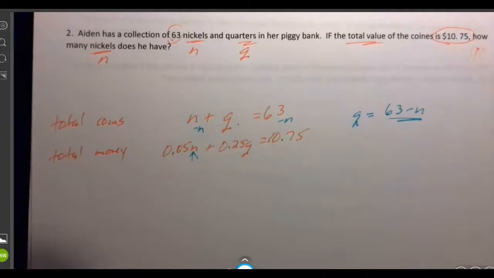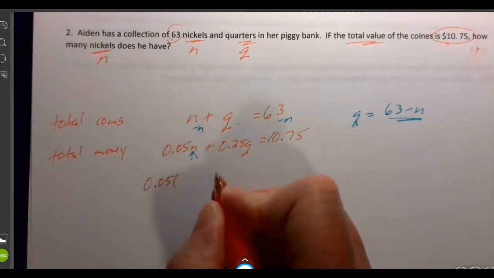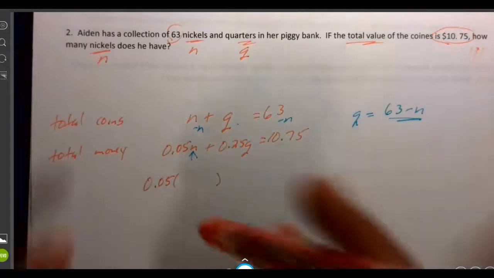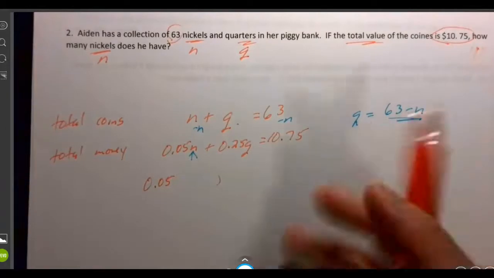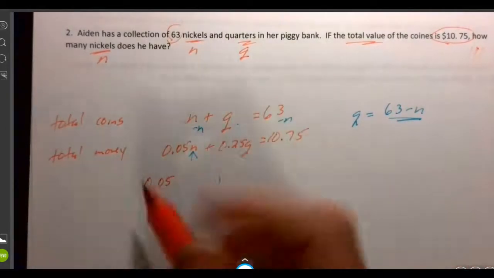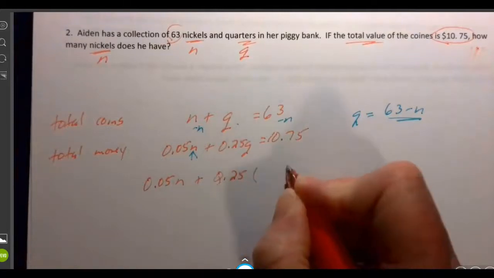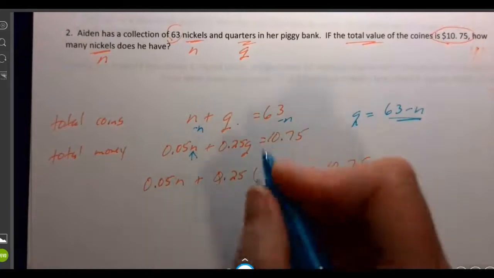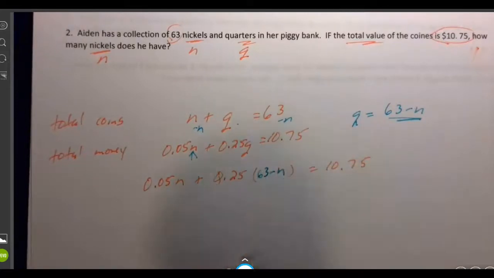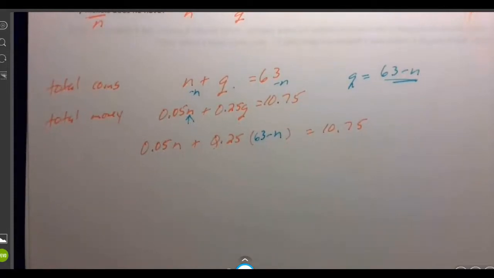So now I'm going to write this equation out, and I'm going to put in what I have. I have Q that I have to substitute in for, okay? Now I make my parentheses, and now I plug in what my quarters are. And now we're going to solve this equation. I'm going to let you try that on your own. Use a calculator, of course.